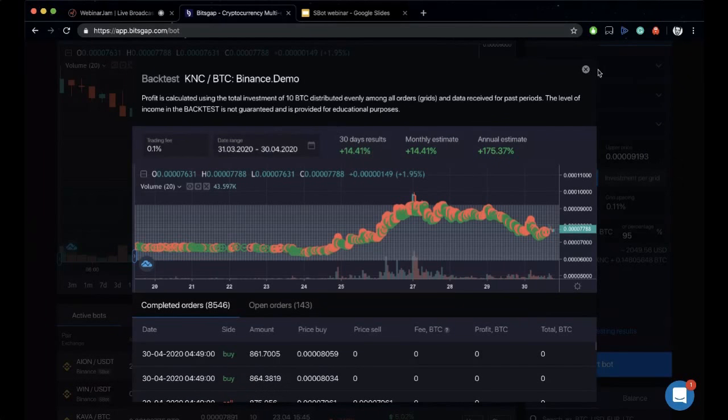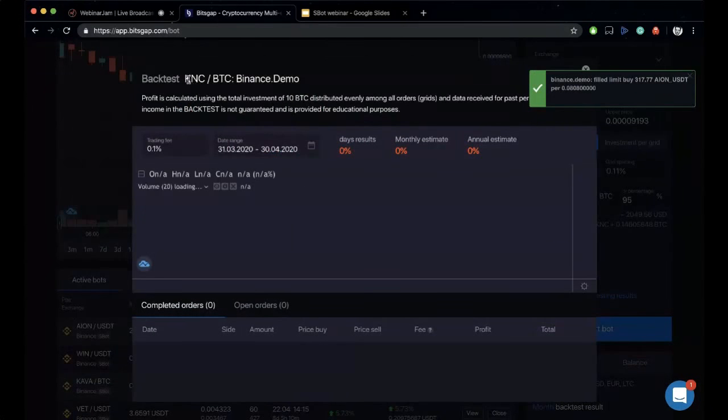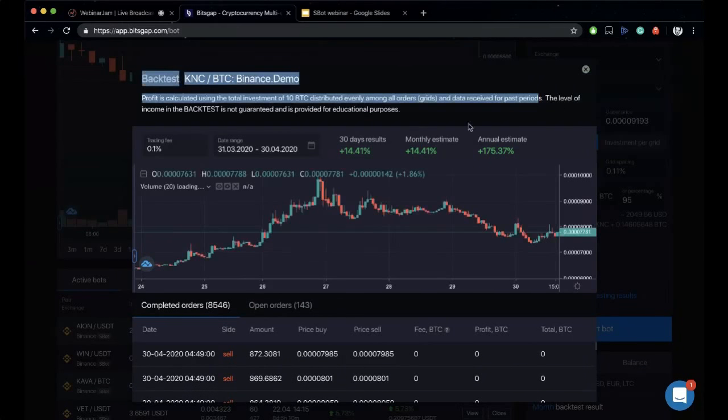So use this feature, backtesting, to make sure that this particular trading pair is suitable for your investment horizon, or whatever you call it.